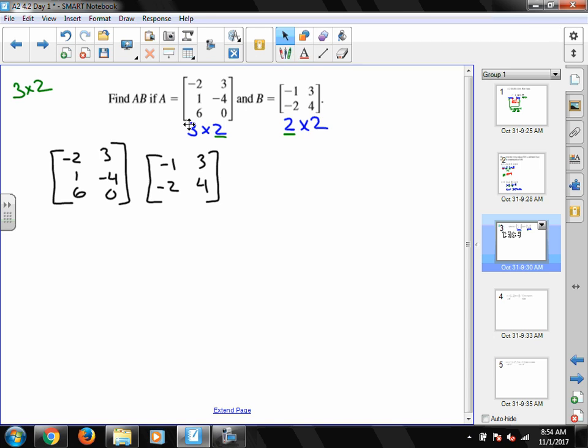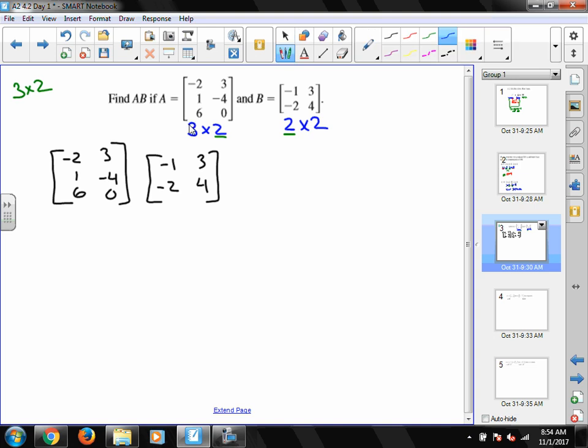So, the biggest mistake I see people make is they try to multiply entry by entry. So they're going to take that negative 1 times the negative 2 on the left-hand side. They're going to take the negative 2 from the left-hand side and multiply it by the 1 on the matrix on the left, matrix A. But that's not how we're going to do this. The way I imagine it is almost more like a drag and drop from a computer.